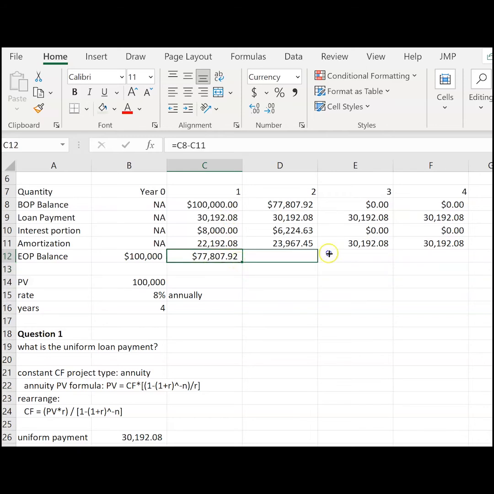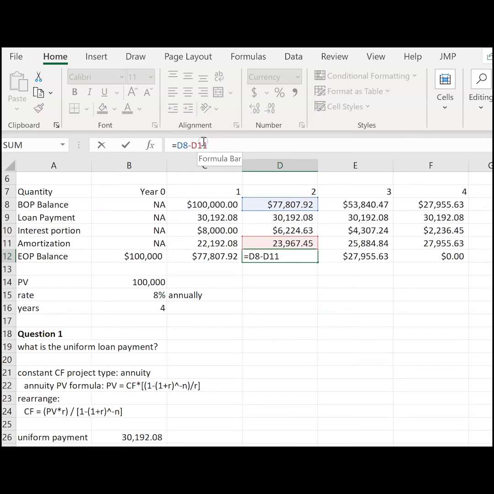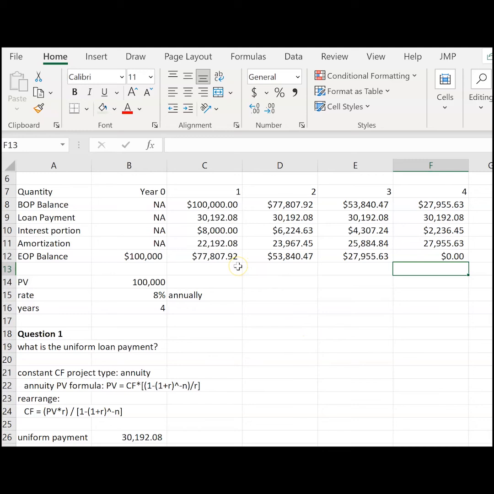I'm just going to drag this over because it's going to hold true for every single year. So for example, year 2, your end of period balance is going to be your beginning of period balance minus amortization in that period. And if we do all this correctly, our end of period balance for a fully amortizing loan is going to be 0. All right, so now that we have our amortization schedule, let's go ahead and look at the questions and try and figure out what information they're asking for.